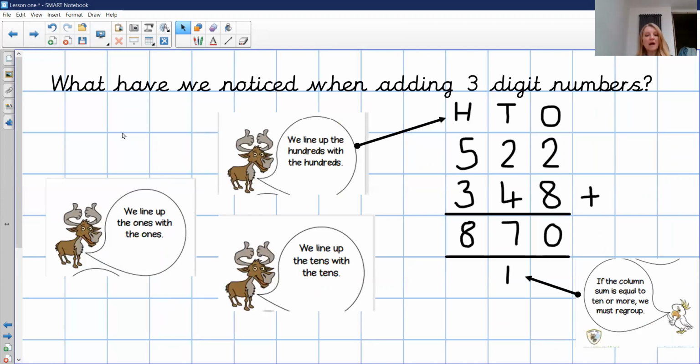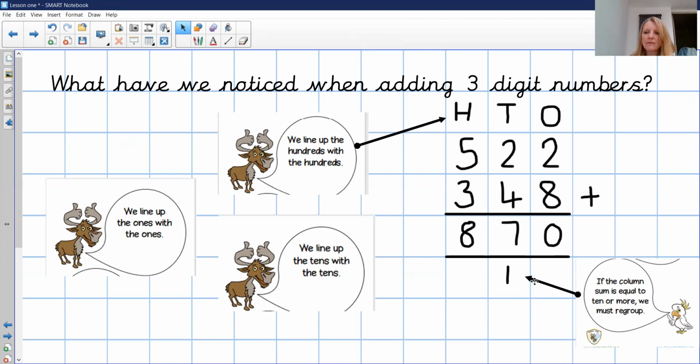So here's a few reminders from Colin, things that we need to make sure that we're doing when we're adding our 3-digit numbers. Okay, we need to make sure that we've got our place value headings of hundreds, tens, and ones. We need to make sure that the hundreds line up. So all of the hundreds are in the hundreds column. We need to make sure that the tens line up. So the tens are in the tens column and the ones are in the ones column.